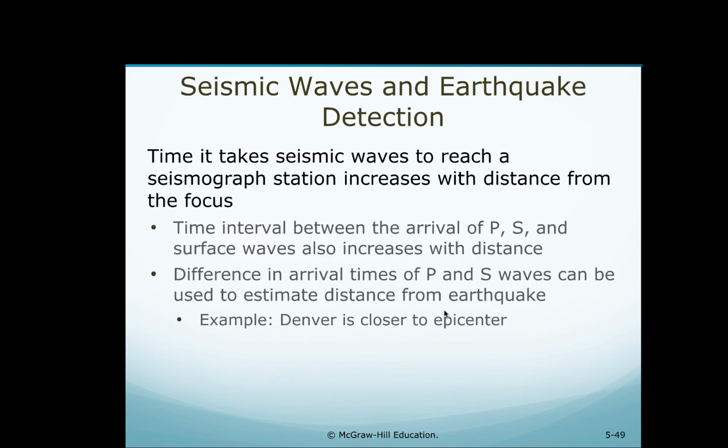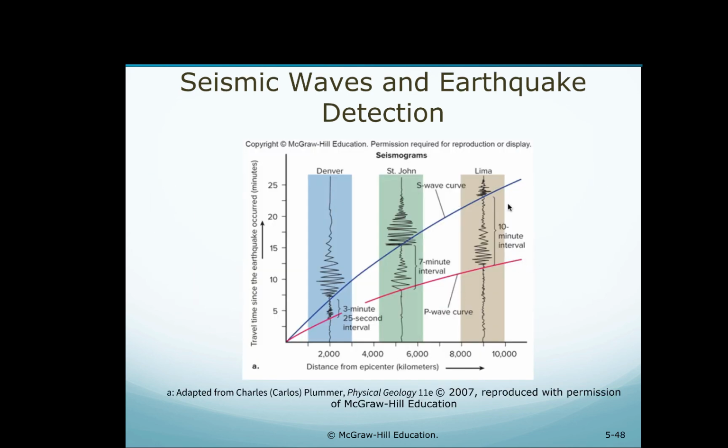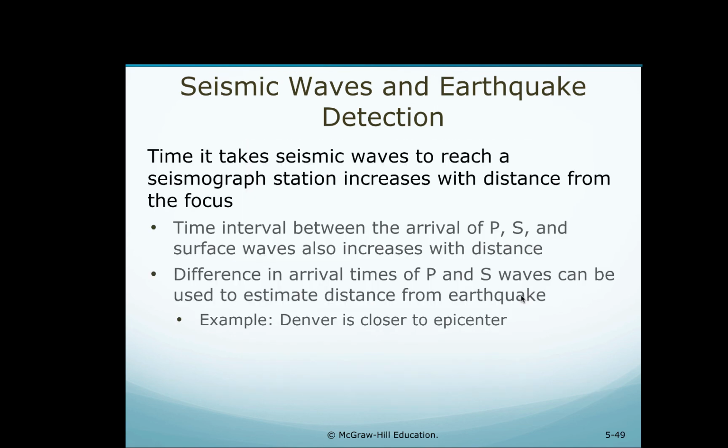The time it takes seismic waves to reach a seismic station increases with the distance from the focus. The time interval between the arrival of the P, S, and surface waves also increases with the distance, and that is shown here where these lines are farther apart. The farther away it is, the longer it takes for those waves to arrive.